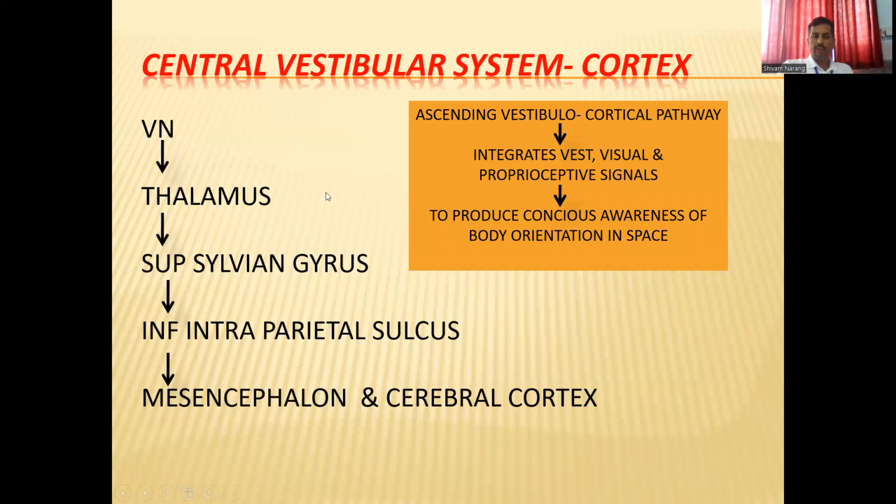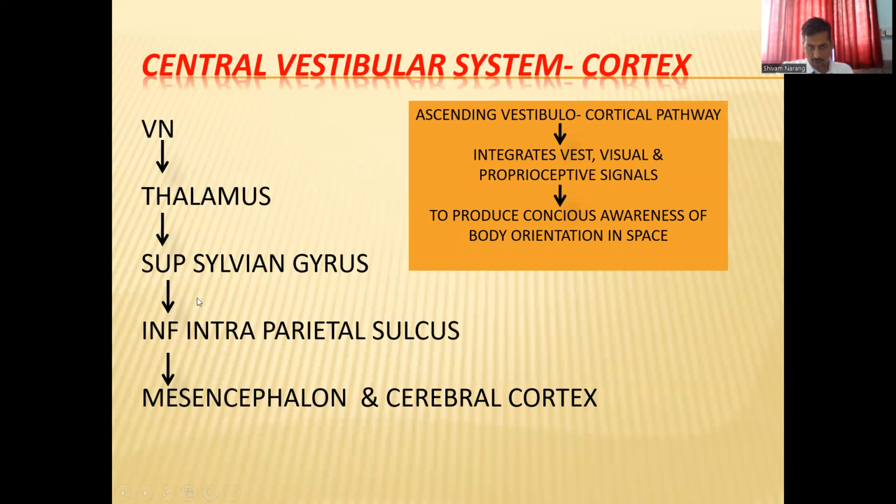Now we come to the cortex. There are some areas in the brain like the vestibular nucleus and thalamus, superior sylvian gyrus, inferior intraparietal sulcus. They ultimately send signals to the mesencephalon and the cerebral cortex.